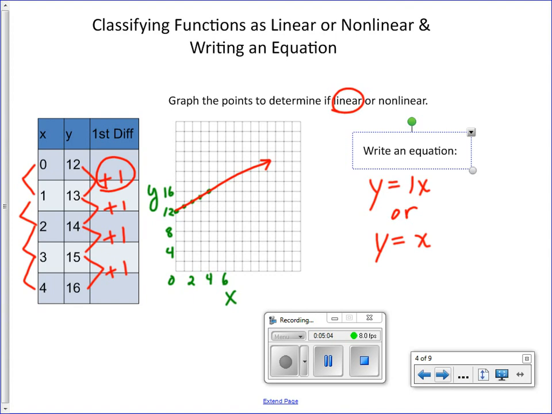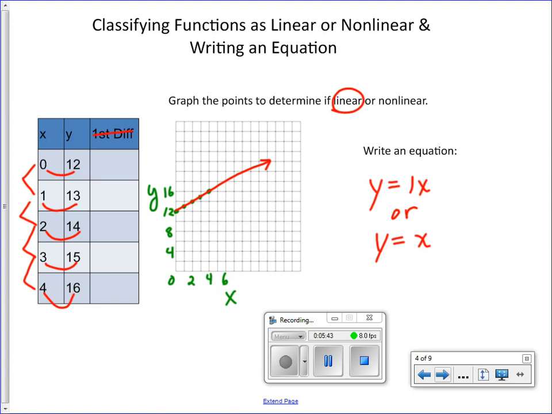Now, I didn't provide a different table here, so I'm going to erase this part, and I'm going to use this table now to represent my x. Well, actually, I don't think I need to worry about that because over here, y is equal to x. This would make x 0. How do I get from 0 to 12? How do I get from 1 to 13? How do I get from 2 to 14? What do I have to do to 3 to get to 15? And what do I have to do to 4 in order to get 16?